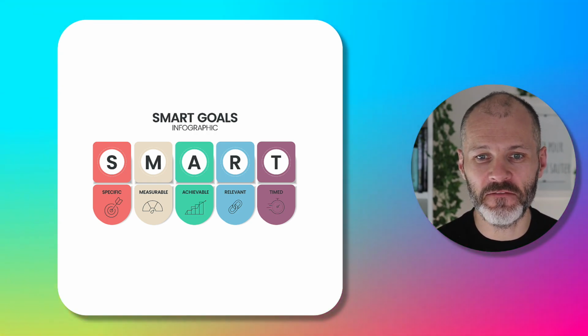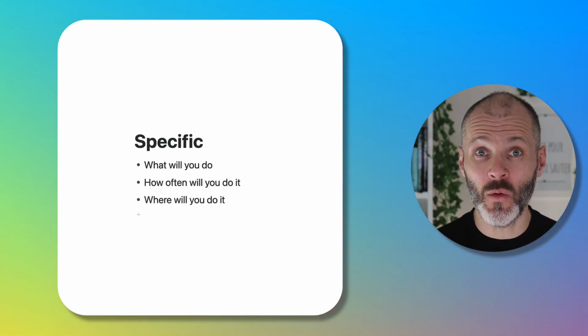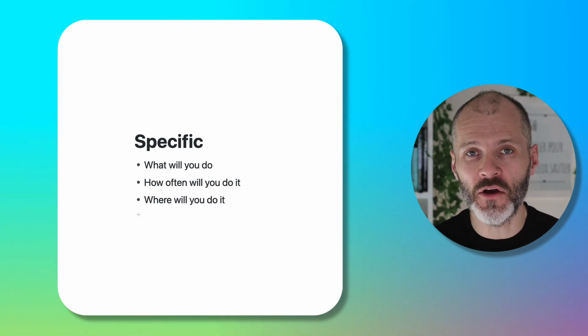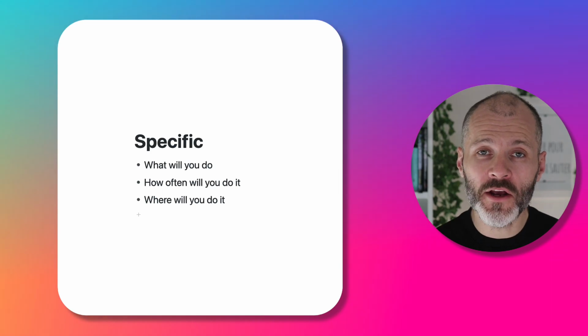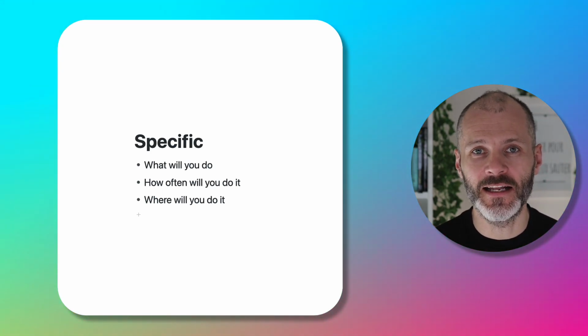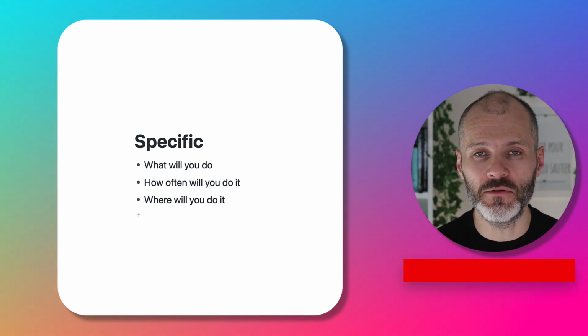First up, get specific. What exactly will you do? How often will you do it? And where will you do it? For example, are you going to write 5 or 10 blog posts a month, publish them on your site? Or are you going to focus on growing a channel on LinkedIn by publishing 3 or 4 posts a week? Or perhaps you want to grow a YouTube channel.